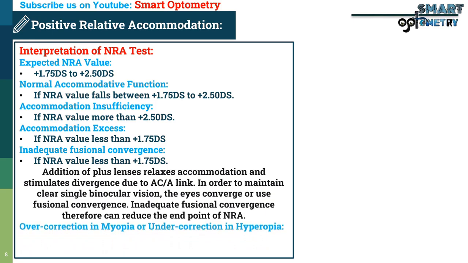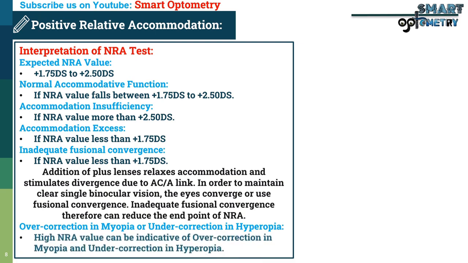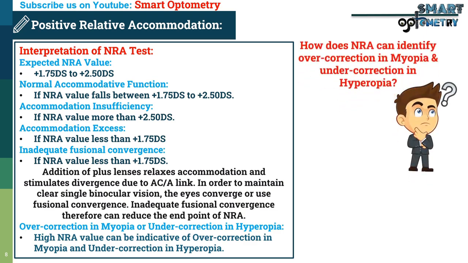Negative relative accommodation can identify overcorrection in myopia and undercorrection in hyperopia. A high negative relative accommodation value can be indicative of overcorrection in myopia and undercorrection in hypermetropia. You might be thinking, how can negative relative accommodation identify overcorrection in myopia and undercorrection in hyperopia? Let's see in the next slide.